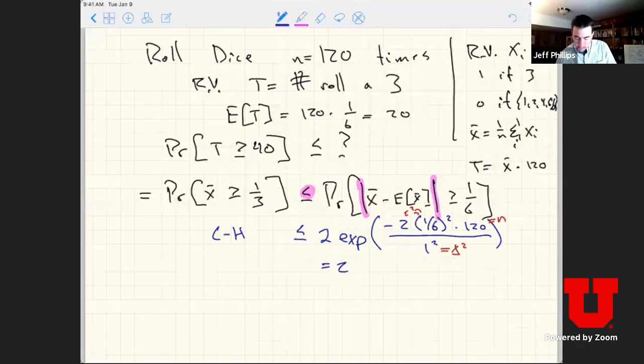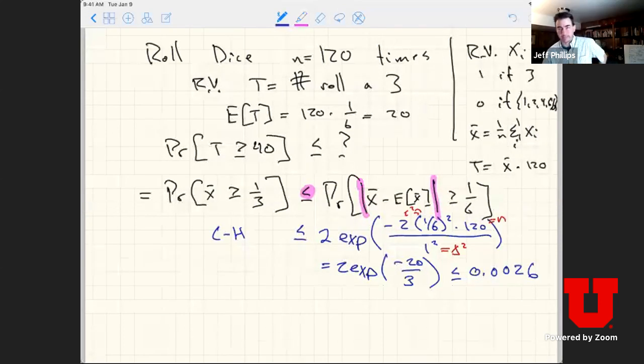This is equal to 2 exponential of, if I cancel, 1/36 times 120 times 2, it ends up being minus 20 divided by 3. And this is less than or equal to 0.0026. So less than 0.3 of 1% of the time, less than 3 out of 1,000 times, or 26 out of 10,000 times, am I going to roll more than 43 sixes. It's pretty unlikely. Okay, great. So I've really driven this probability of failure down pretty small.